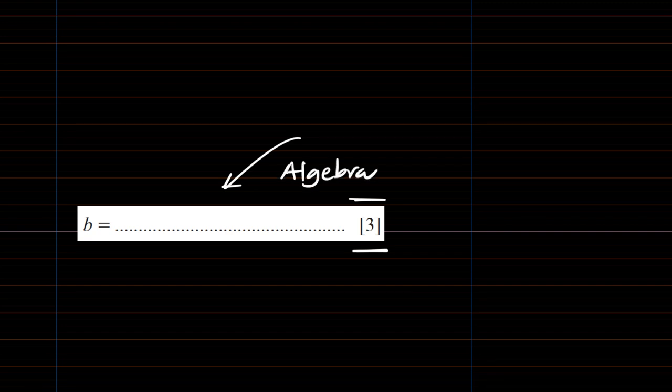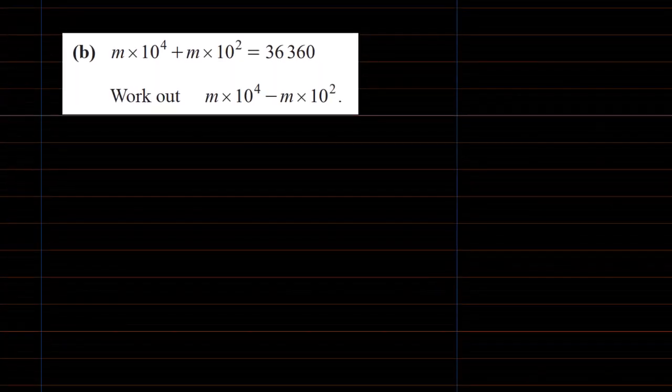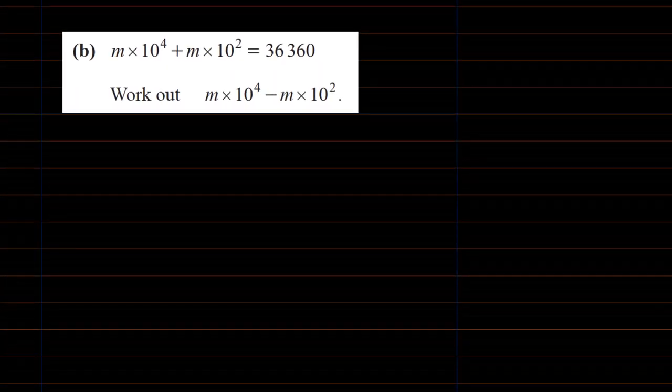That was the second part, which is, I think, A part 2. And A part 1 was about the standard form, and that was also for 3 marks. Now comes the interesting part. The question says m multiplying with 10 raised to power of 4 plus m multiplying with 10 raised to power of 2 is 36360. Work out this value.